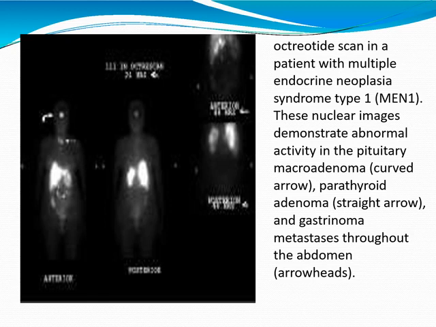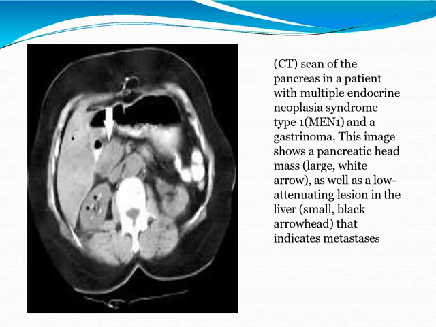Parathyroid adenoma, again straight arrows. Then the gastrinoma, with metastasis throughout the abdomen. You can easily see the brightening in those areas. CT scan of the pancreas in a patient with MEN1 and gastrinoma. The image shows a pancreatic head mass, large white arrow showing that area, as well as low attenuating lesions in the liver. Small black arrows have been placed there. You can see easily.